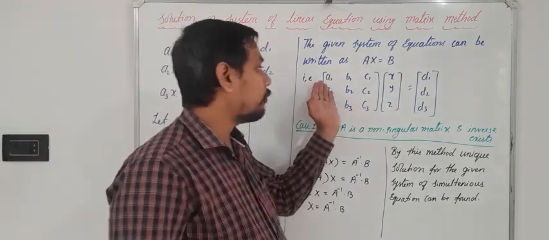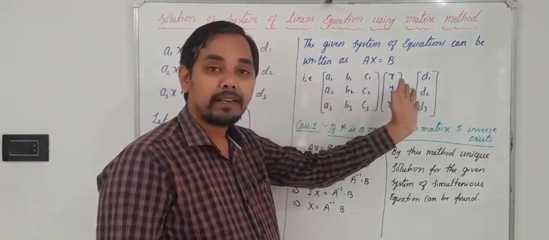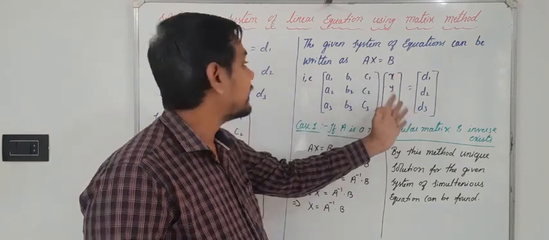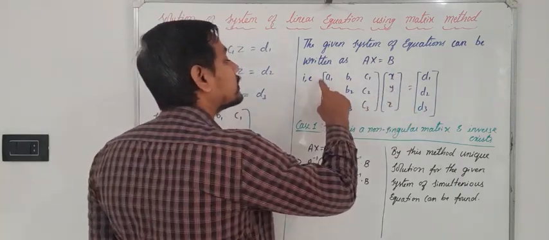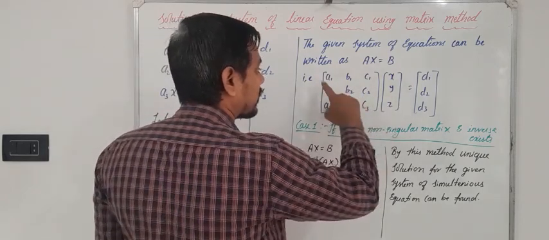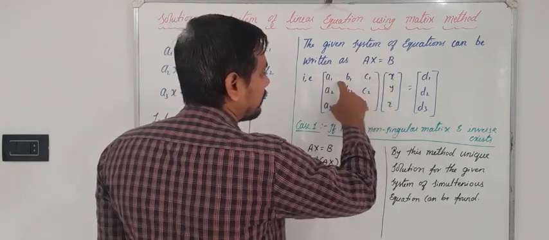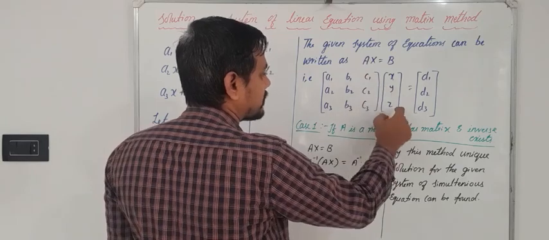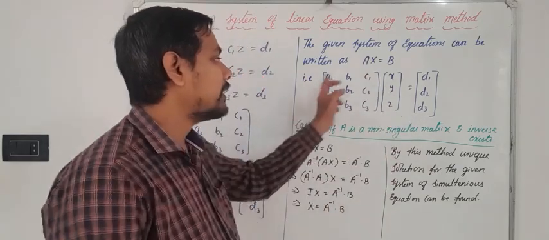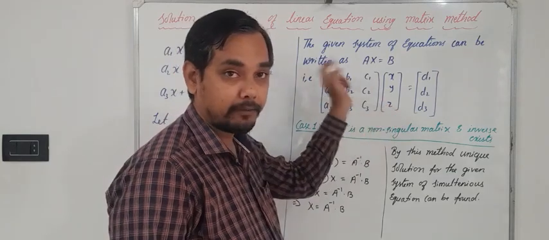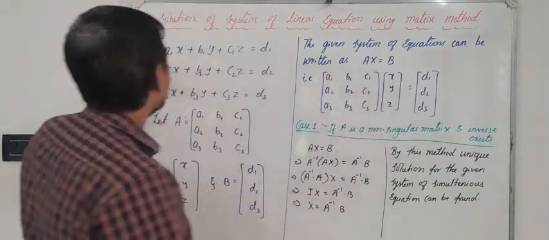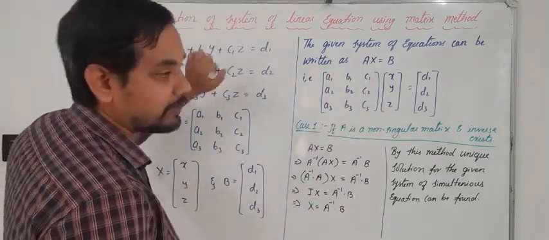Why? Because if you multiply this, you are going to get back the same set of equations. How? If you multiply these two matrices, what am I going to get? a1 into x plus b1 into y plus c1 into z. That I will get in the first row. So you can see a1x plus b1y plus c1z.